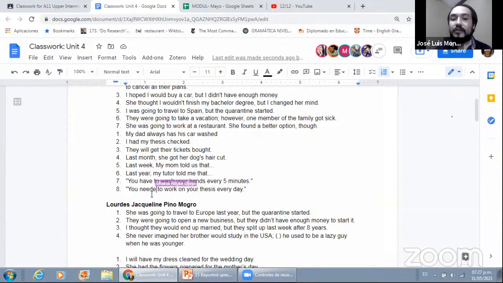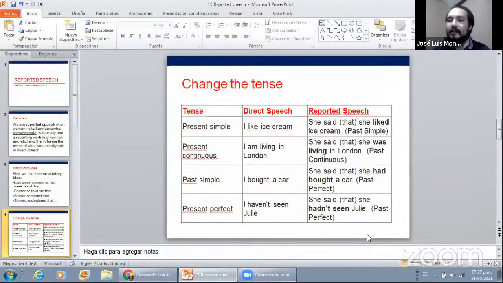And you're going to see, I'm making you do this because the change is going to be different. All right, it's going to be different in terms of what you need to do to work with indirect or reported speech. All right, perhaps you want to check. Sometimes of course you're not going to say needed to work every day, but let's give it like that for this practice.